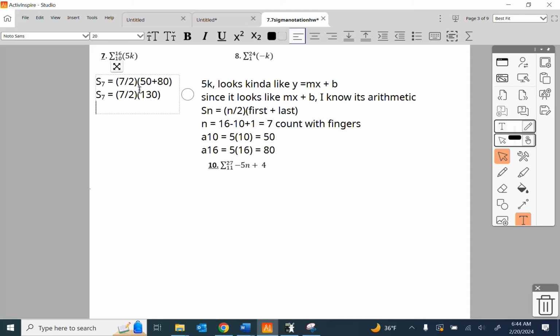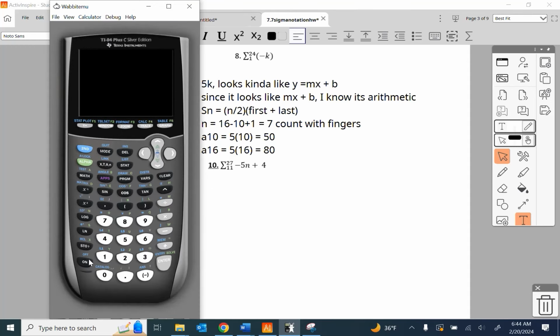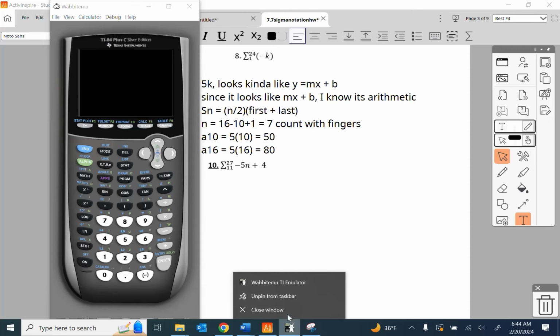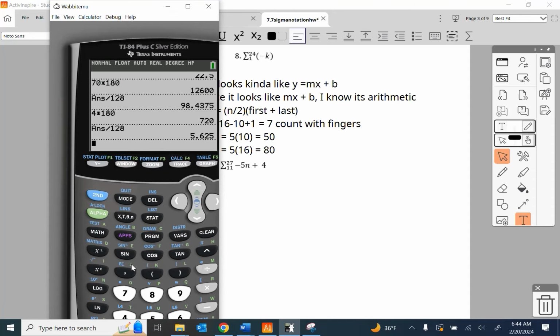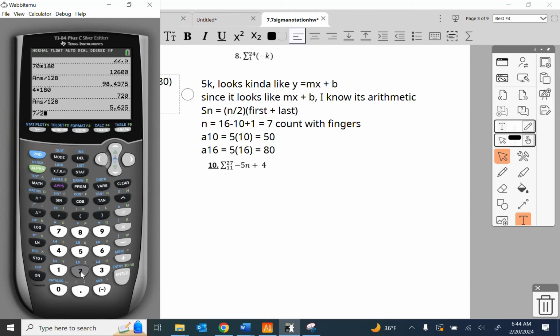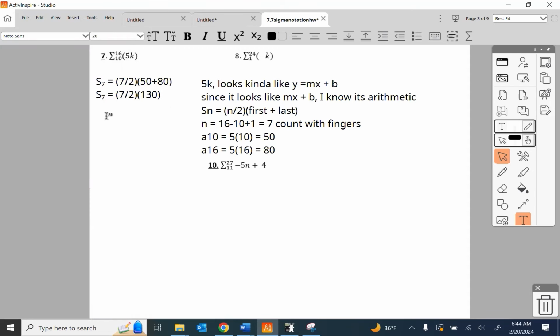And I normally do this in my head, but whatever. I don't want to do that, and you all think I'm making things up. But it looks like my calculator doesn't want to work either. Try this again. There we go. Got 7 over 2 times 130. Oops, I did the multiplier key there. 455. Sum of 7 things is 455.